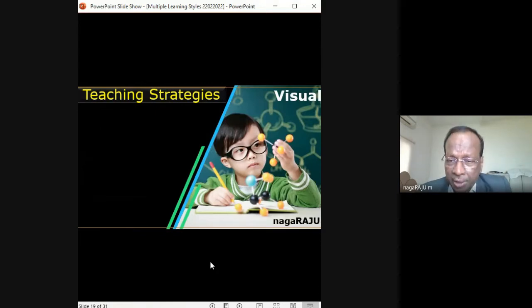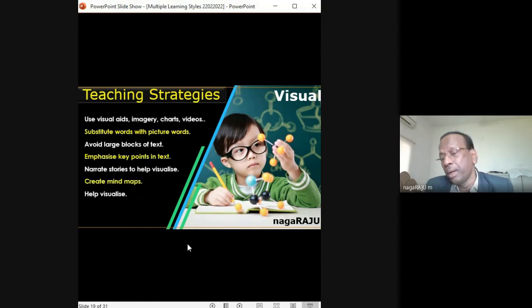Then there are the visual learners. So what strategies can you use in the classroom to help these visual learners? Visual means they learn by seeing. So something must be appealing to them when they look at things. So do you have anything in your class which appeals to the eye of your students?